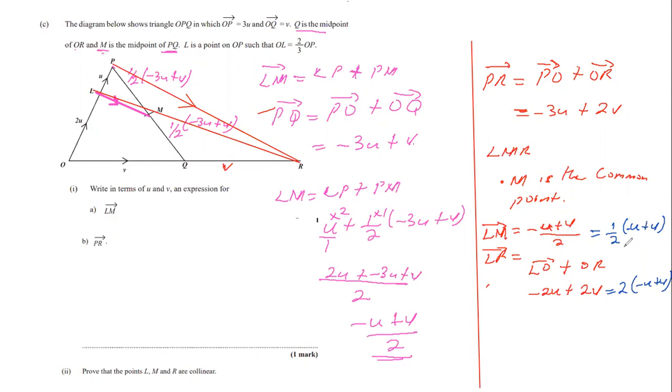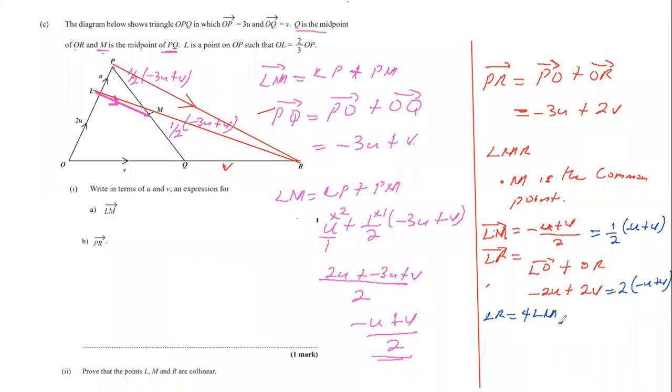Are you seeing that? So what do you realize now? You compare LM and LR, right? You compare the small side with the big one. So LM with LR. What do you do to LM to get LR? You times it by 4. Or you say 2 divided by 0.5, which will give you 4. So you are going to say that LR is equal to 4 times LM.